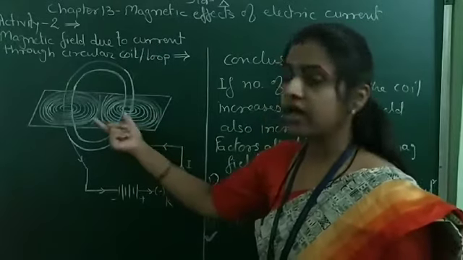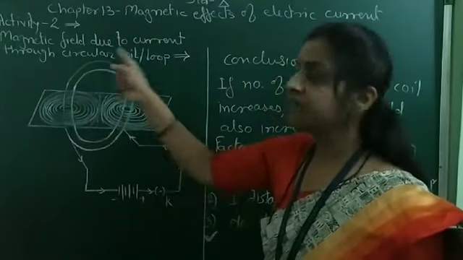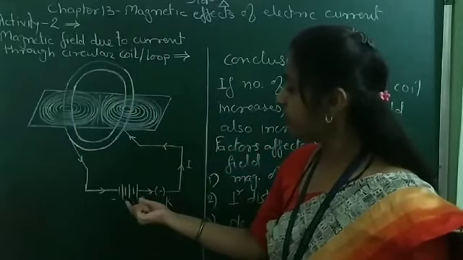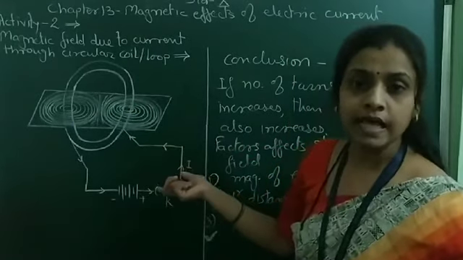We require a cardboard having two holes and a coil having a large number of turns. Then we require a battery, plug key, rheostat and ammeter.